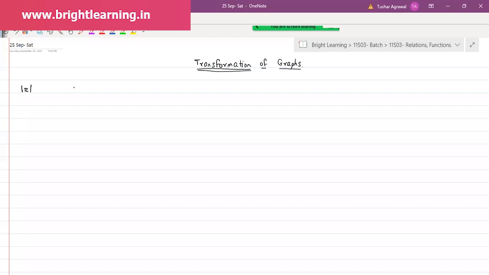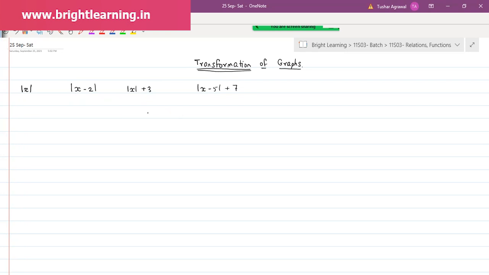This function, let's say maybe modulus of x minus 2, or maybe let's say mod x plus 3, or some combination of these two, let's say modulus of x minus 5 plus 7. So how to draw the graph of these functions?